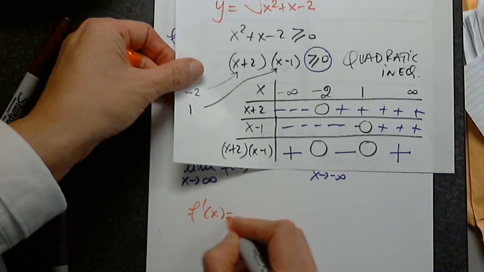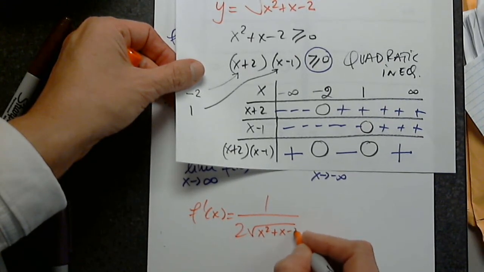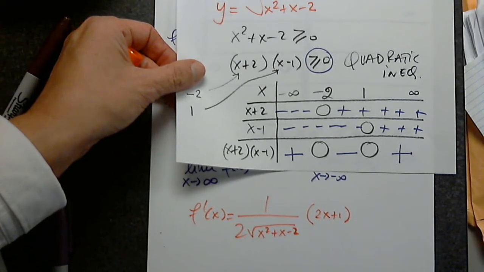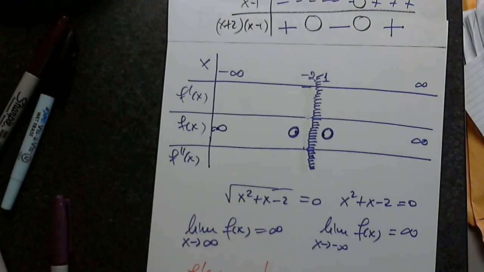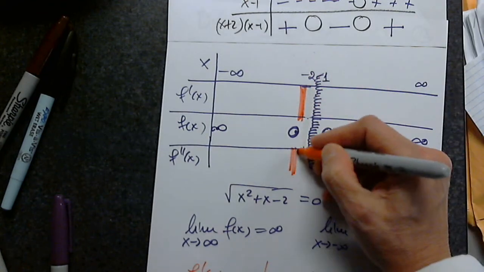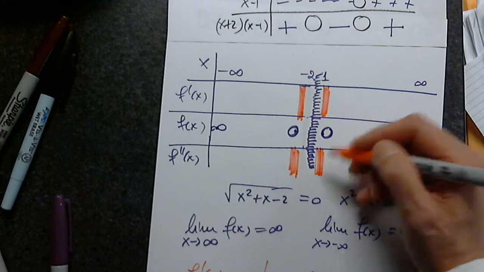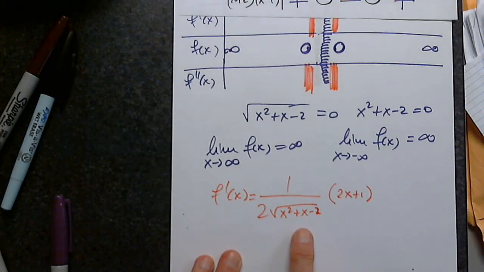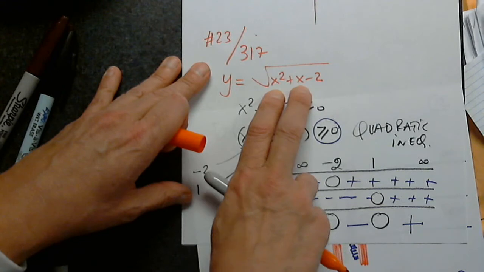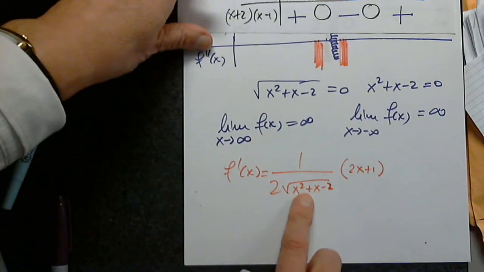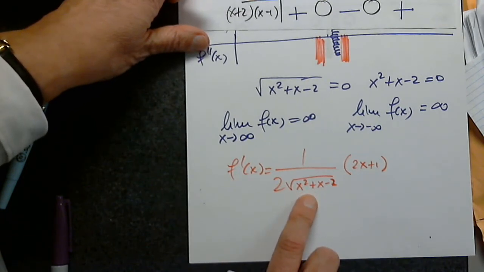So f prime of x is 1 over 2 the square root of x squared plus x minus 2 multiplied by 2x plus 1. Will this function be undefined where the function is defined? Yes. At which points? Negative 2 and 1. Right. So that's why I jumped ahead by mistake. I wanted to show this. Yes. This function is undefined where the original function is defined, at negative 2 and 1. This quantity is in the denominator now. It was not in the denominator initially. So the original function is defined at negative 2 and 0 and 1. But this function is not, because its denominator will be undefined at negative 2 and 1.